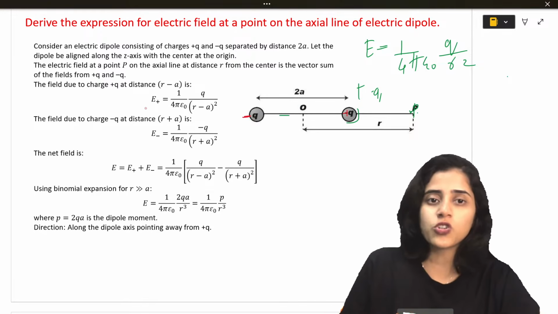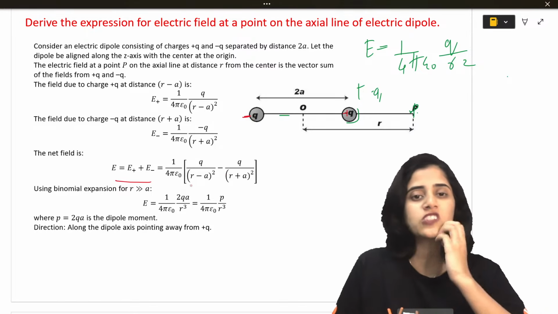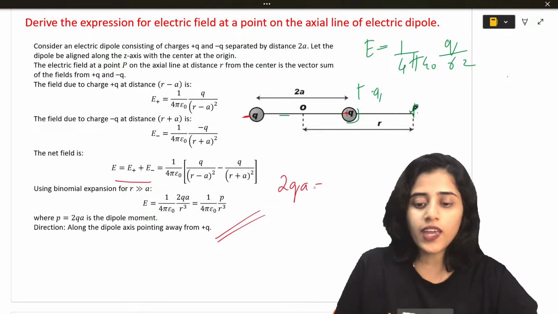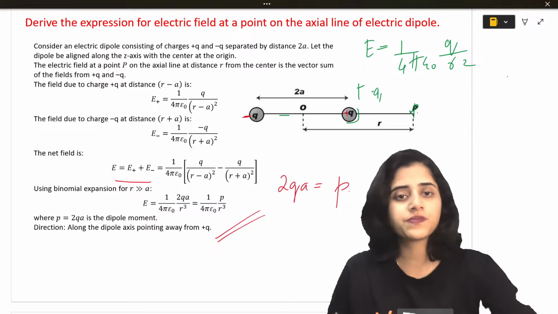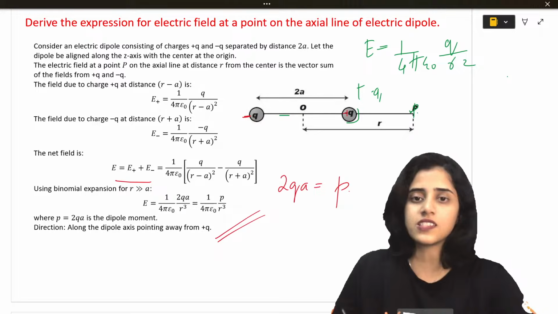And then what are you going to do? E plus and E minus, you simply add them. You take 1 by 4 pi epsilon 0 outside, you add them, you will get the answer. So 2Qa, you will write as p. That's all. You can just go through the steps, very easy.